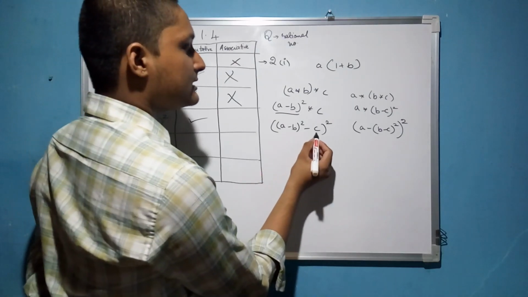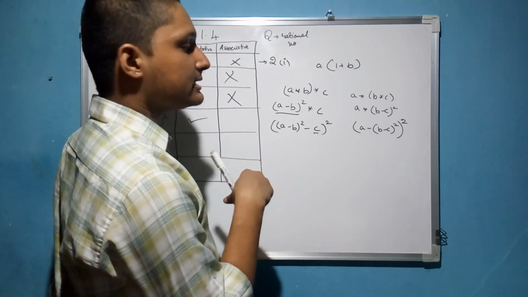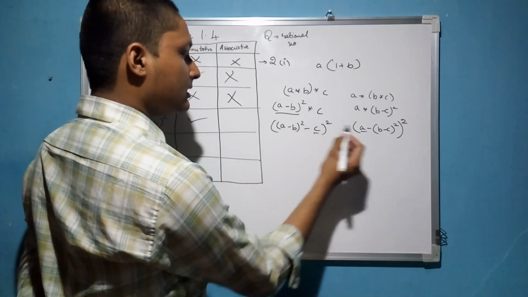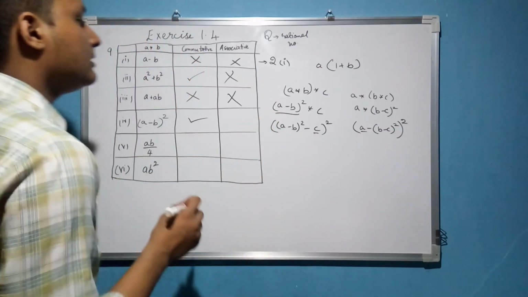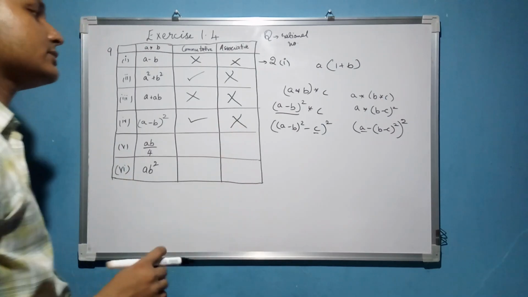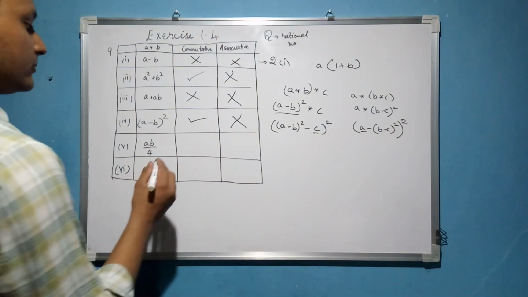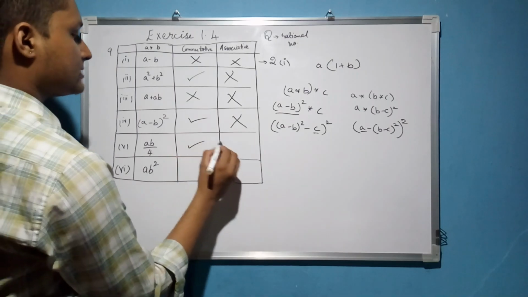Just by observing, you have a c term here, but here you don't have a c term. Here you have an a term, here no a term is present. From that you can just conclude that it is not associative. This is commutative as well as associative.